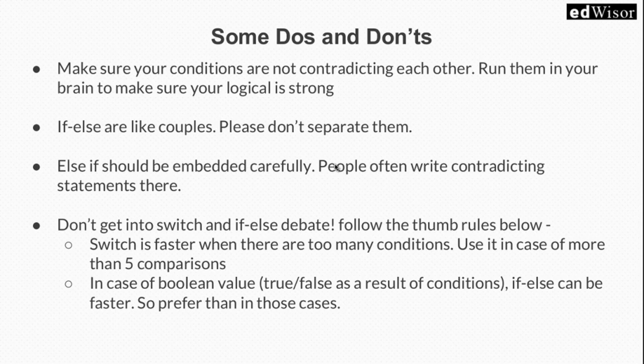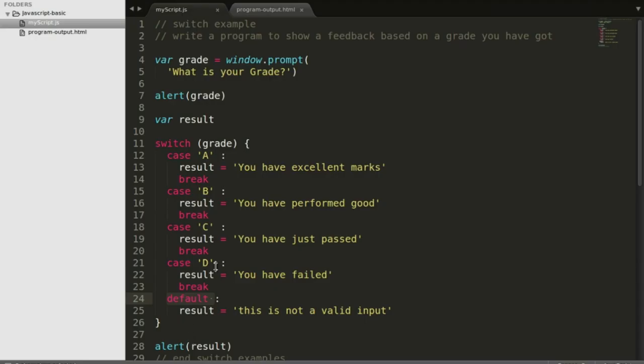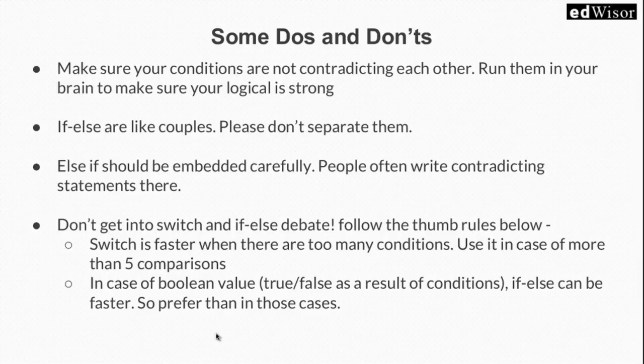Also, in case of boolean values, true or false as a result of the condition, if else can be faster, so prefer it in those cases. For example, in my code right now I'm switching on my grade, but if instead of this grade I had to switch on some true or false condition, don't use a switch statement, use if else, because if else is faster. So that is another thumb rule. These are the do's and don'ts that you have to follow while writing the program.